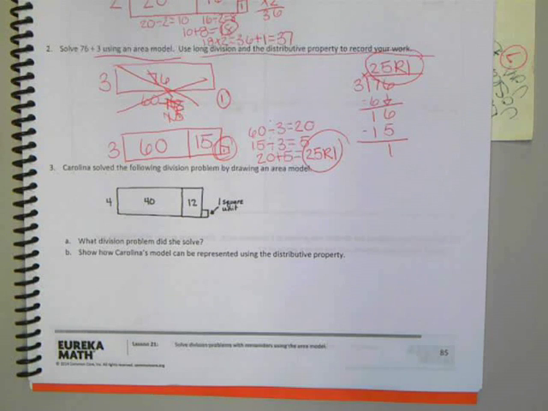All right, let's keep moving. Number 3. Carolina solved the following division problem by drawing an area model. All right, so look at her problem there. A. Which division problem did she solve? B. Show how Carolina's model can be represented using the distributive property. All right, you guys ready for this one? Let's start with A. Which division problem did she solve?